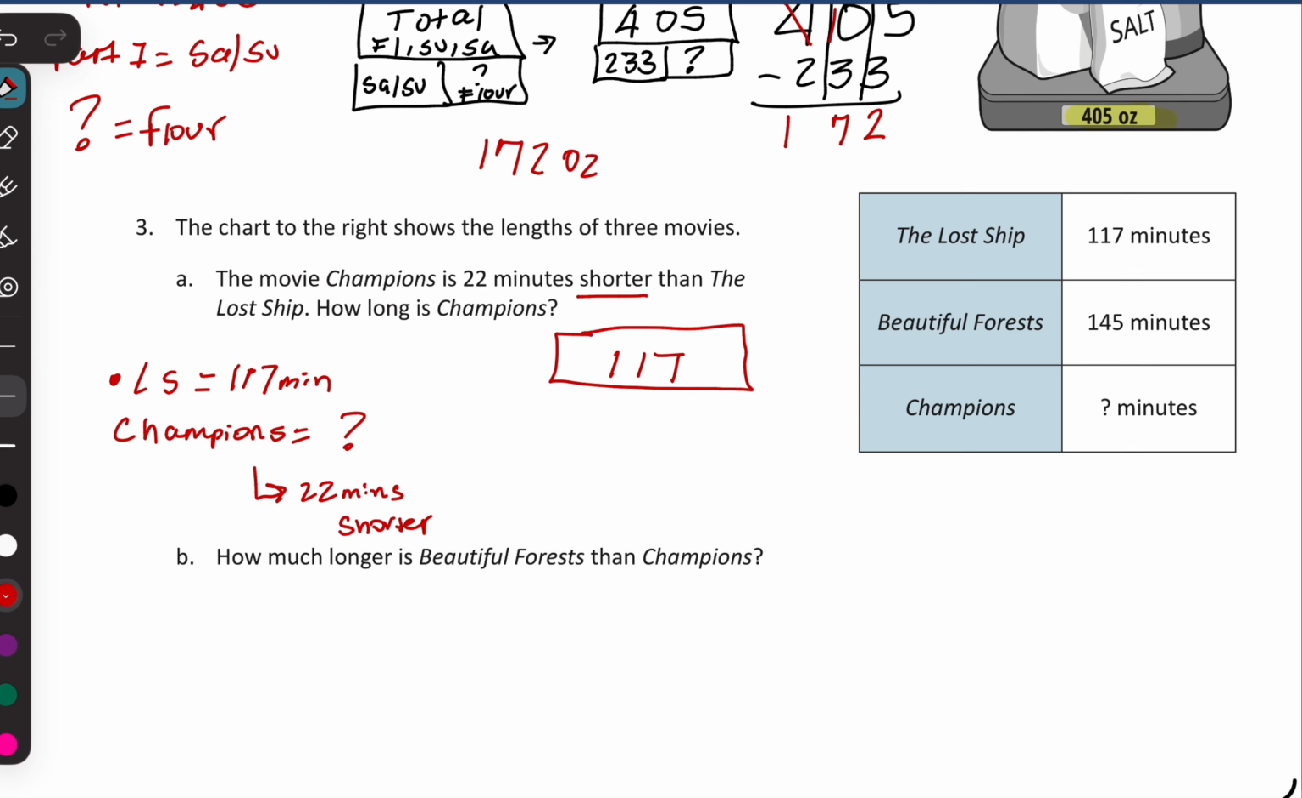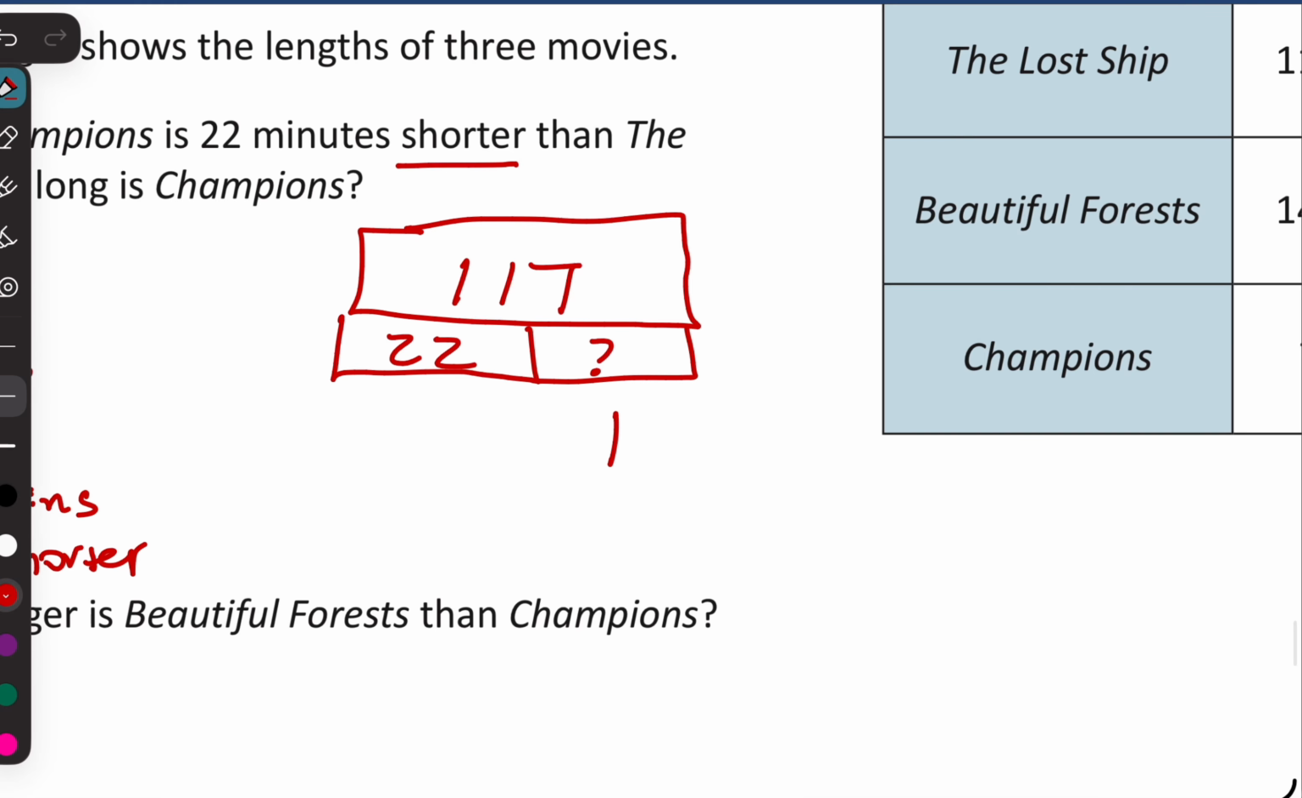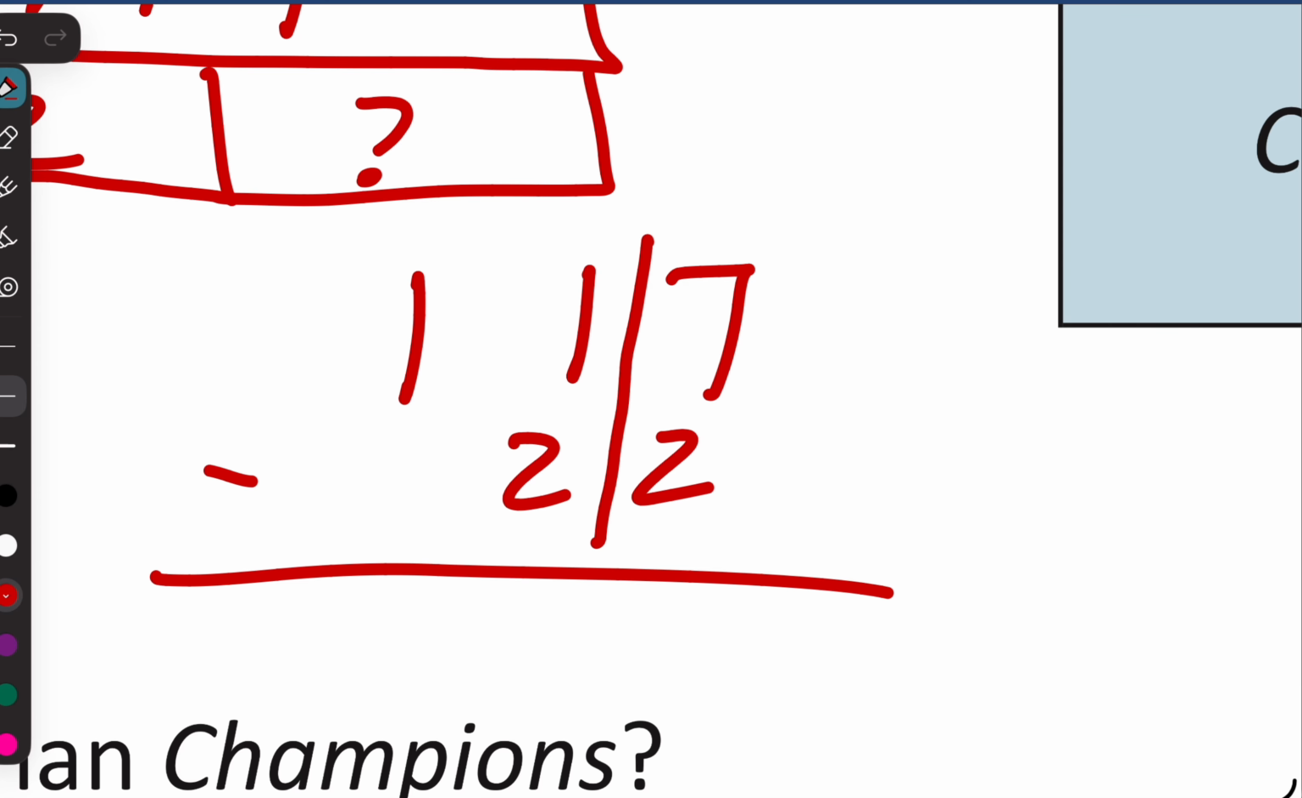117, which is the lost ship. And then I'm going to subtract 22 minutes from that. And I'm going to get my final part, which is how long Champions is. So I'm going to set that up here as 117 minus 22. And now I'm going to solve. Again, I'm going to draw my line so that it will be easier for me to regroup.